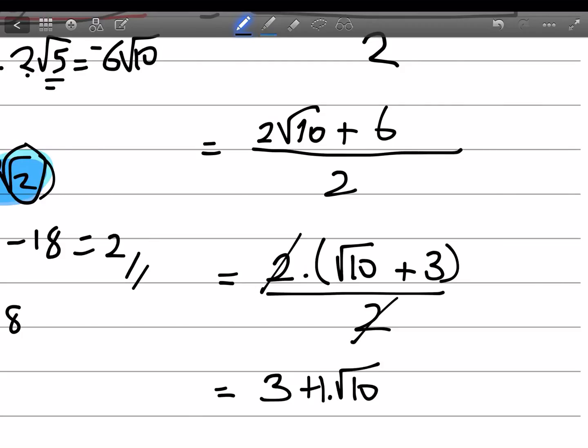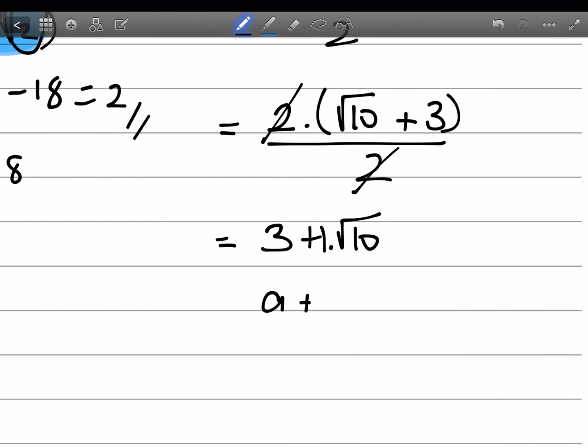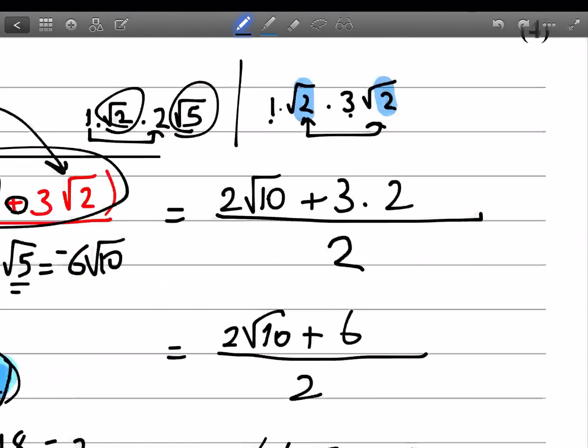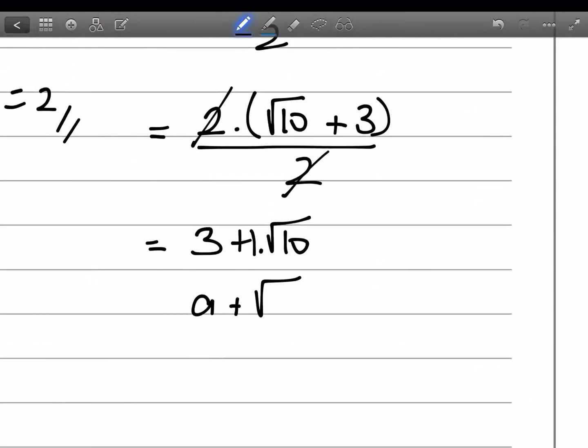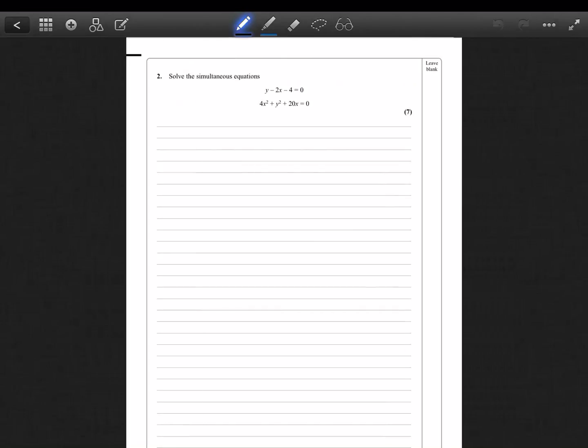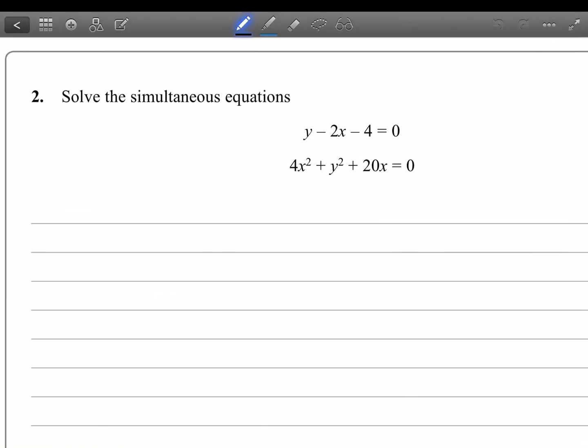1 times root 10, and we have to write it in the form a plus root b. It means a is 3, b is 10. No problem, that's done. Okay, let's continue with the second question.